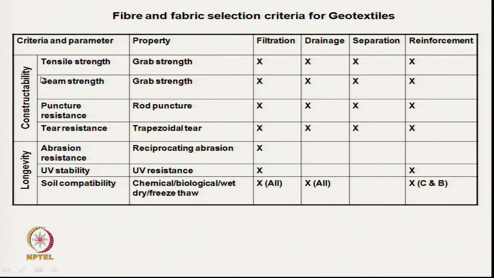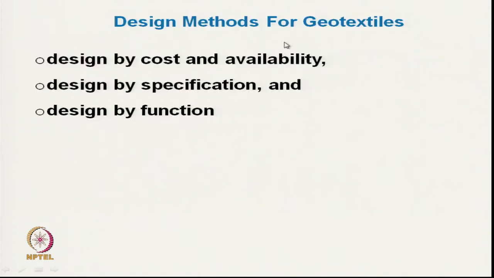Tensile strength for construction is important, grab strength. So, like in filtration, drainage, separation, reinforcement, in all these functions, we need tensile strength. So, multiple selection criteria are required. So, selection of design methods. So, there are different criteria of design methods.